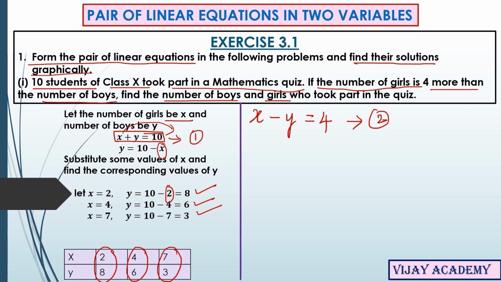So you can take even more than 3 solutions. So minimum 3 solutions are required. So now let us go to the second equation, that is x minus y equals to 4.